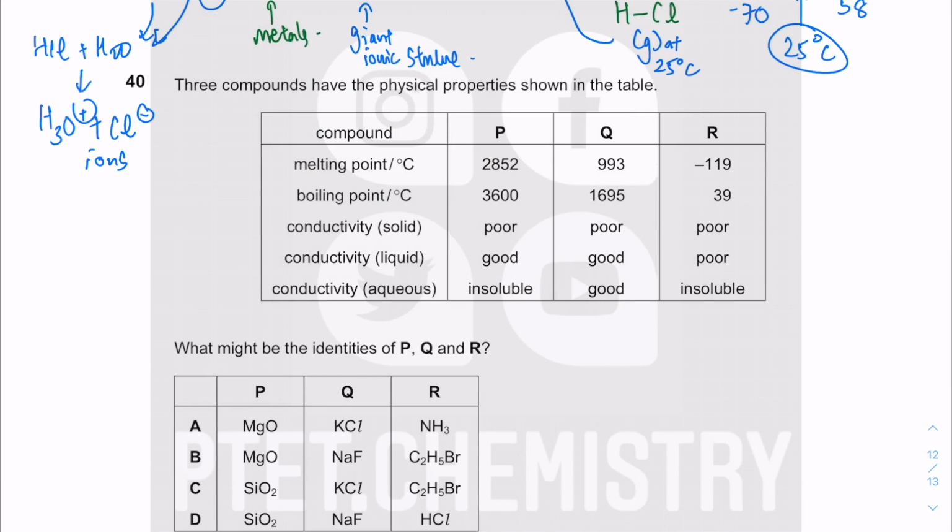3 compounds have the physical properties as usual: melting and boiling point, and then electrical conductivity when solid, liquid, aqueous. Aqueous means in water, so liquid does not mean in water. Okay, liquid means when you melt the solid. These two are pure substance. Aqueous is mixture, is in water. Okay, so looking at the melting and boiling point, the only one which is quite low is going to be this. This is low melting point and boiling point. This is simple molecular.